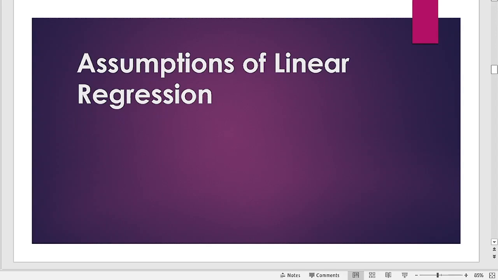Third assumption is multivariate normality, or normal distribution.